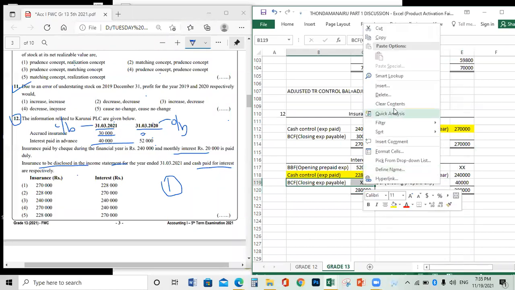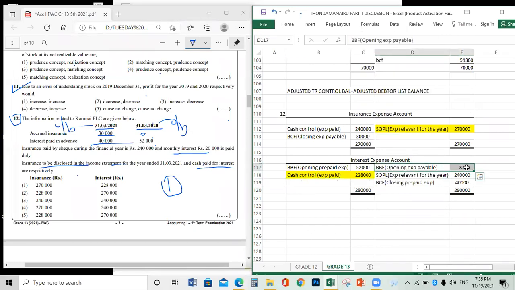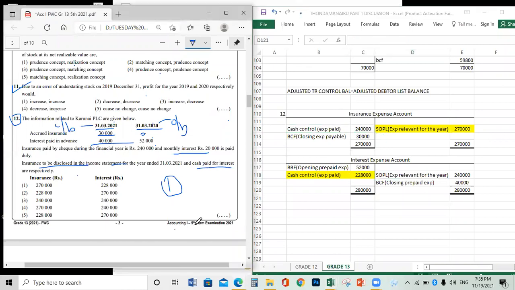All clear? So please remember this ledger account. If it is a liability, opening balance comes in the credit side. Asset, opening balance comes in the debit side. If it's an expense, SOPL comes in the credit side, because expense is debited in the SOPL, it should credit in the ledger account. When you pay cash, your cash is credited, your relevant expense account is debited. So simple as that. Clear? So the answer is first one.